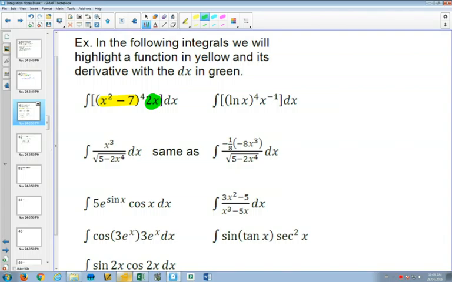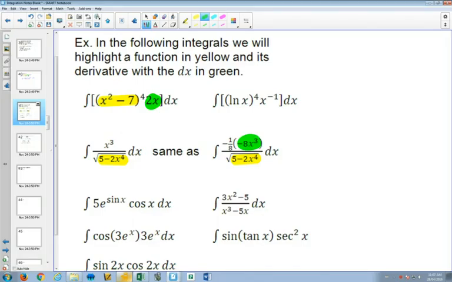So for the second one, we notice that we have this 5 minus 2x to the 4 inside of a square root on the bottom of a fraction. And the derivative of negative of that would be a negative 8x cubed. So over here, I've written the same thing here. And on this side, I've got the derivative perfectly.